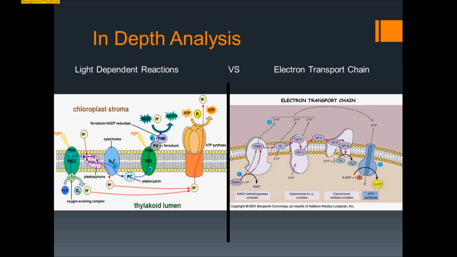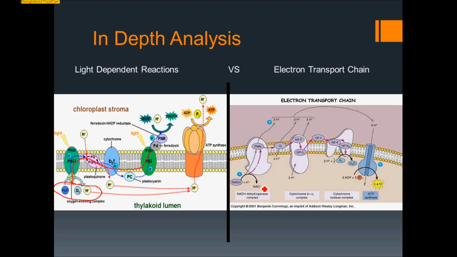Now, in terms of electron flow, in both scenarios the electrons move from left to right across the membrane for a certain purpose. In light-dependent reactions, the electrons move to eventually power the NADP plus reductase. In the electron transport chain, however, electrons are moved across the membrane in order to reduce oxygen and create water. In the light-dependent reaction, we see that water is being stripped of its electron, and it moves across the membrane all the way over to the NADP plus reductase.